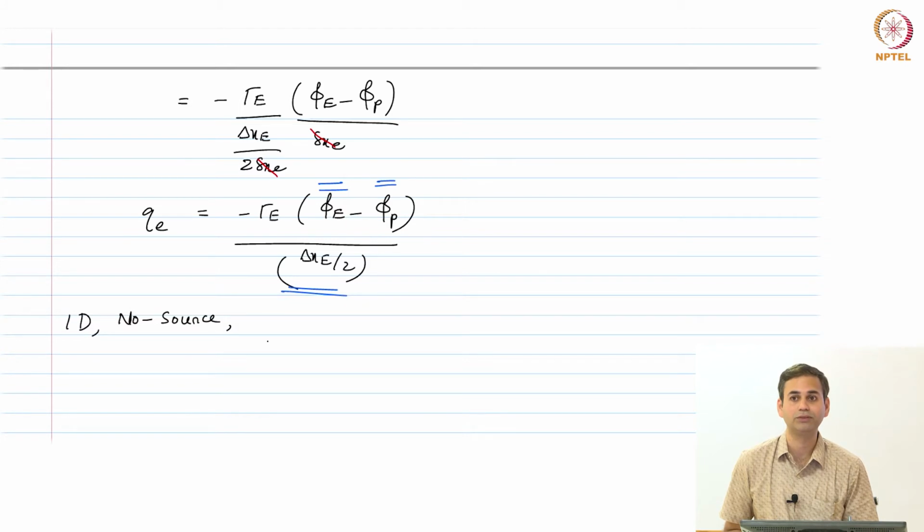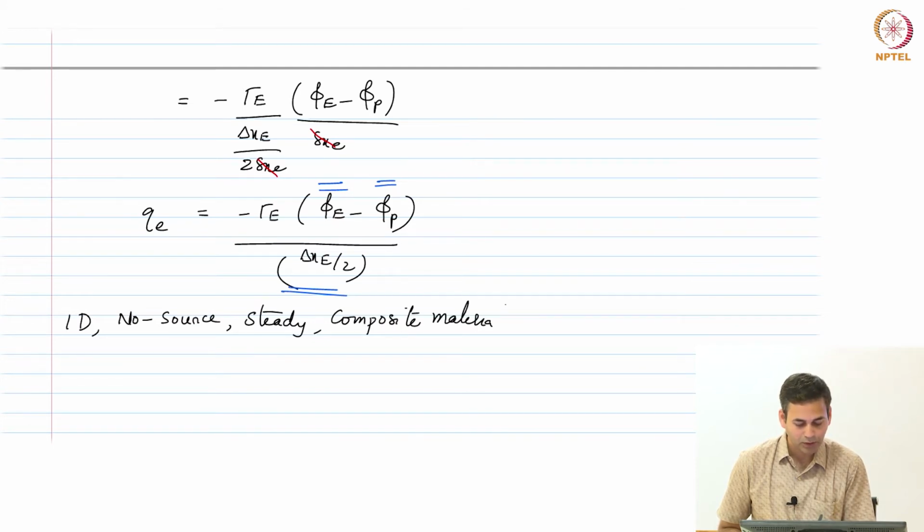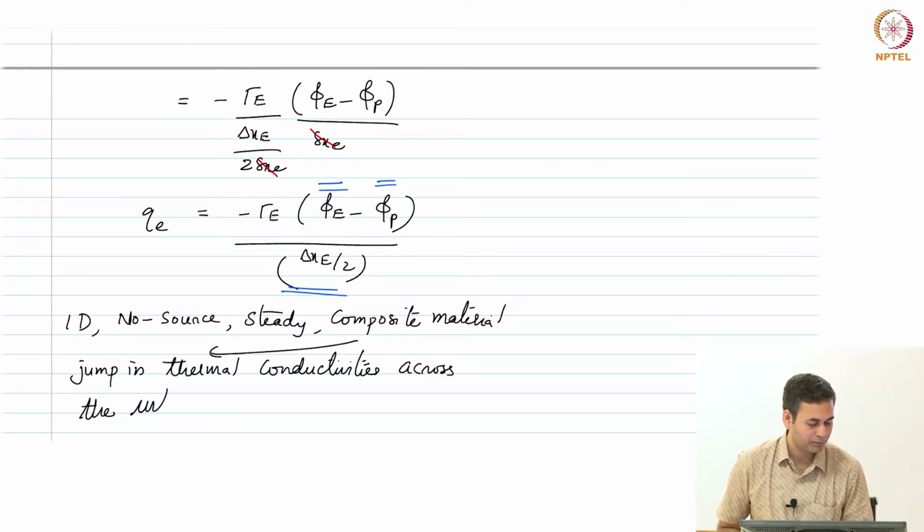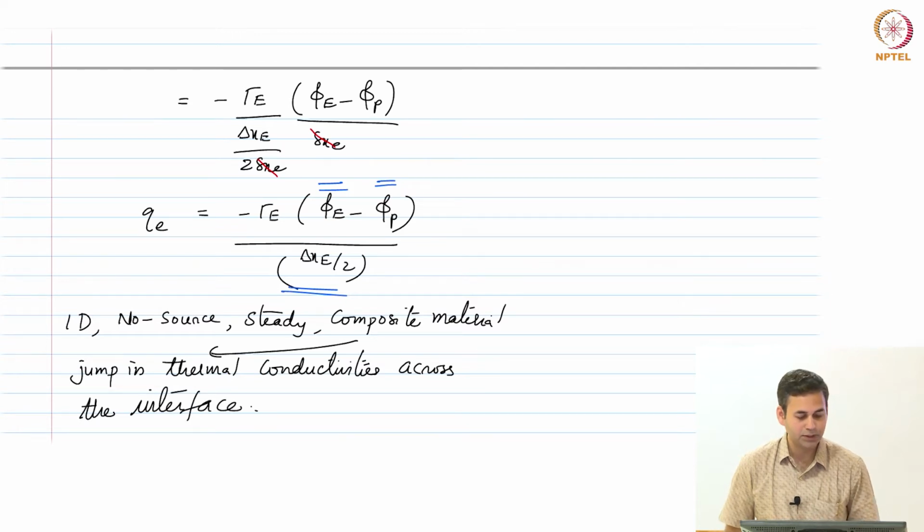What other simplifications have we made? Steady, okay, this was steady. And I have also made another simplification where there is a jump in the conductivities, right. So, essentially we have a composite material, which is giving rise to a jump in thermal conductivities across the interface. Okay. Now, of course, these are the assumptions we have made for which the harmonic mean is shown to be performing better than the arithmetic mean.